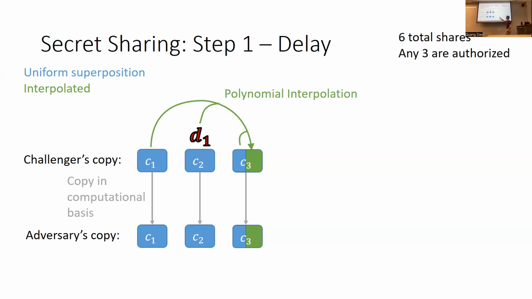So we need to prepare C3, and the way we do this is we just do a polynomial interpolation to get the rest of the evaluation points of F. And we'll use C1, C2, and this little piece of C3 to do that interpolation. Then, once we've interpolated it, we can just copy the classical information over to the adversary's register and hand that register to them.